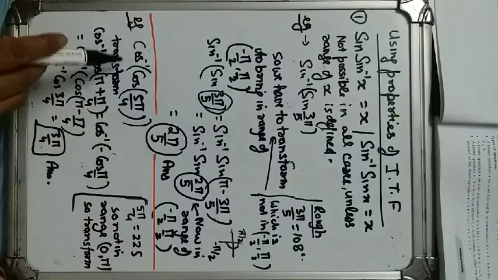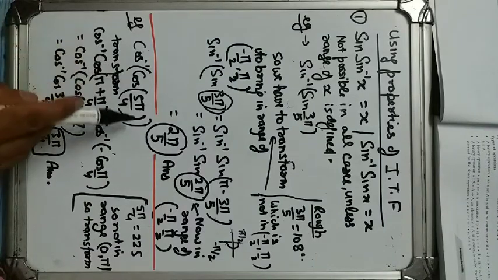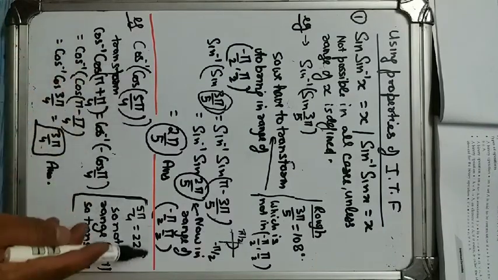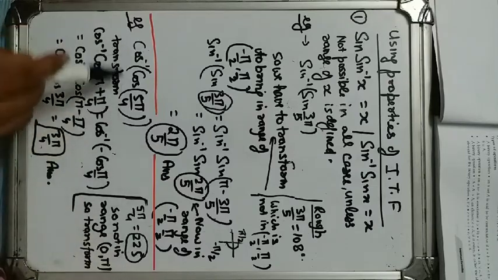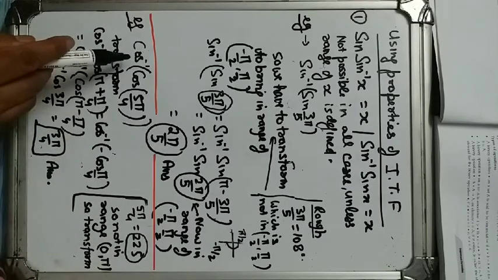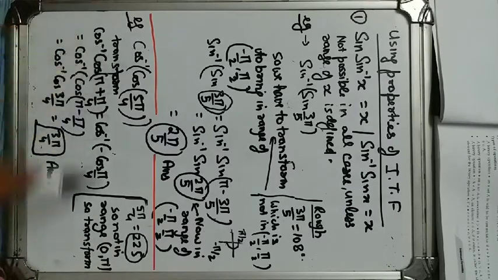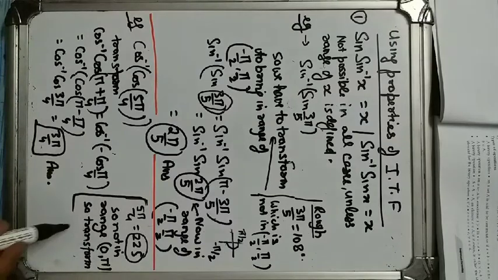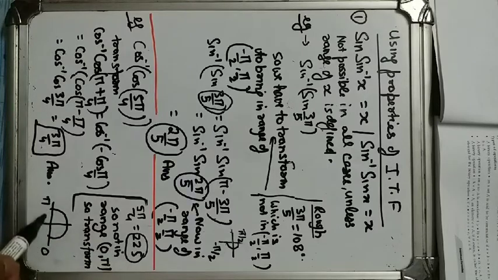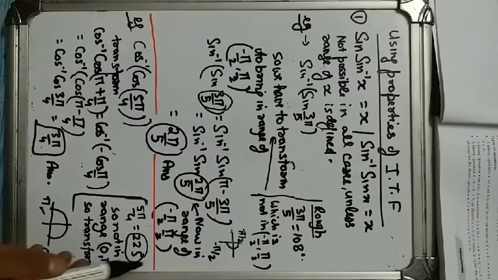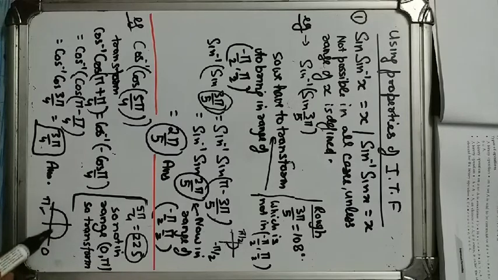Let us see one question of cos. Cos inverse, again we have to check. This is 5 pi by 4. And we know the domain range of cos inverse is between 0 to pi. This is 0, this is pi. So is this value in this range? This is more than 180, so this is in the third quadrant. So again we have to transform this value into the first or second quadrant.